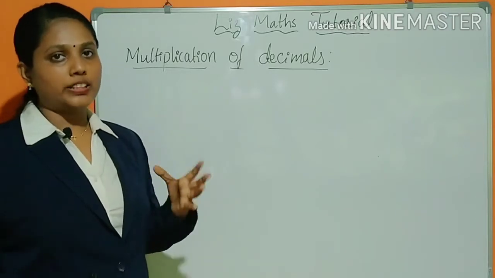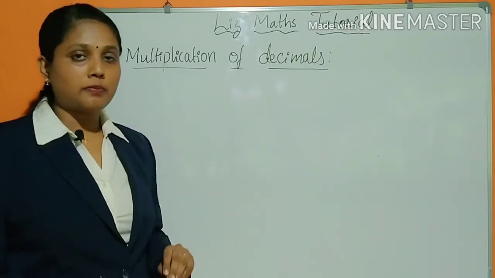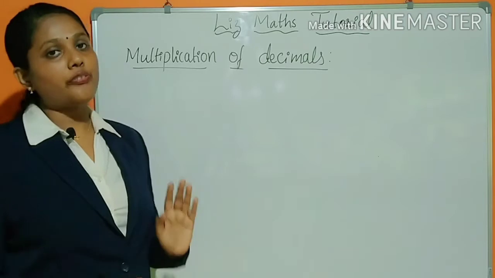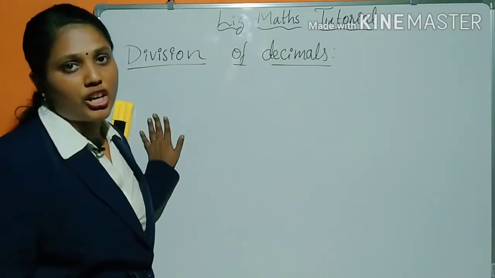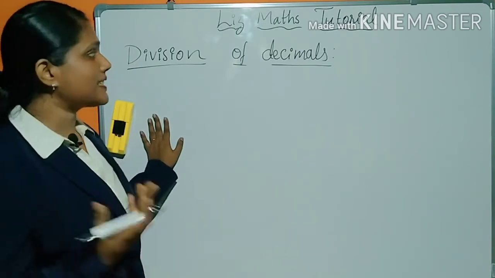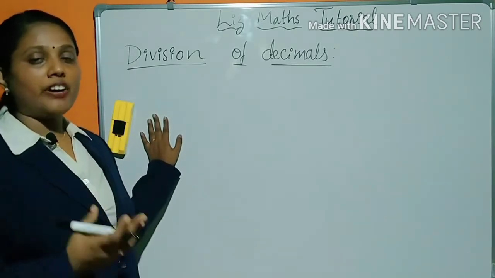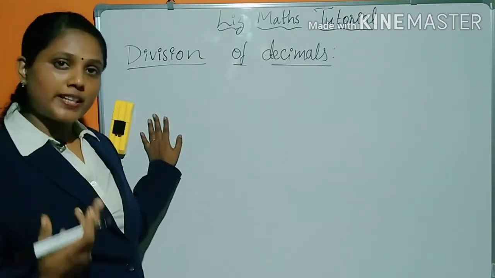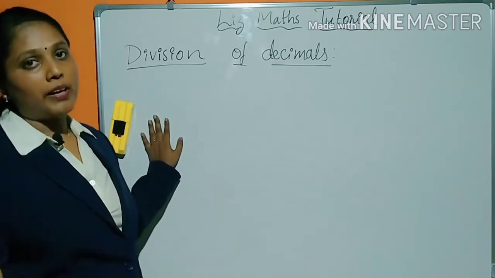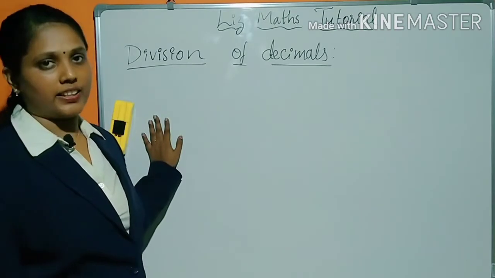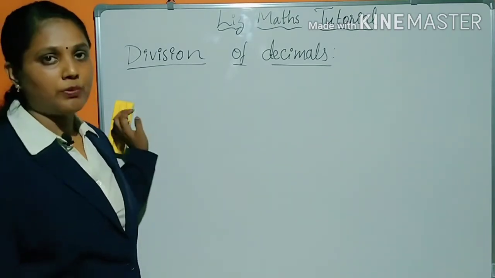Now move on to the last concept in decimals, that is division of decimals. So what is this division of decimals? It is when you are dividing a decimal number by a decimal number, or dividing a decimal number by a whole number or anything. Got it? So let me take one example.